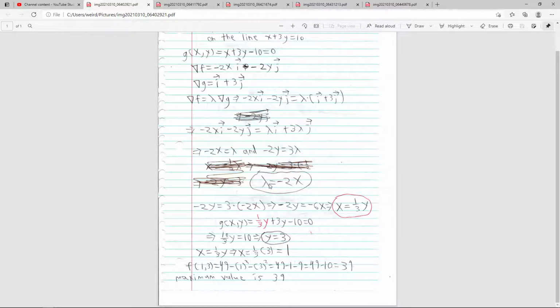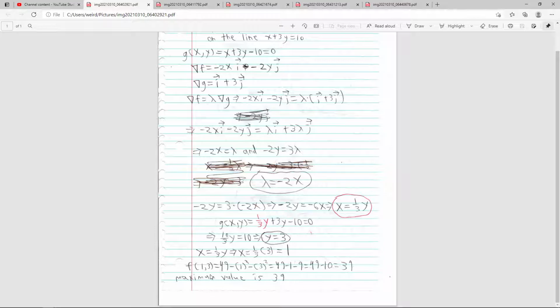So negative 2y equals 3 times negative 2x, and in terms of x, x equals 1/3 y. You plug this into the function g: 1/3 y plus 3y minus 10 equals 0, so 10/3 y equals 10. That implies y equals 3, if you divide 10 by 10/3, dividing on each side. Then you plug into x equals 1/3 y with y equals 3, and you get 1.